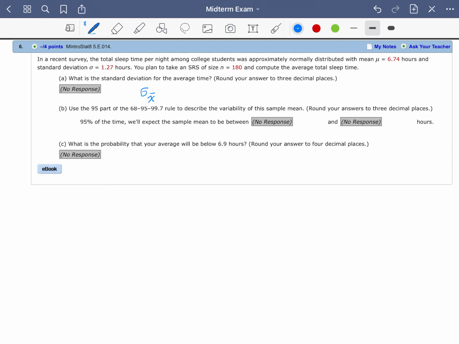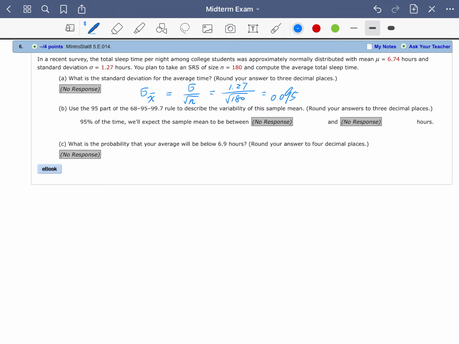The formula for that is the sample mean deviation, which would be the standard deviation of the whole population divided by the square root of the sample size. Okay, so the standard deviation given is 1.27, divided by the square root of the sample size, 180. Okay, and you are asked to round your answer to three decimal places. So the answer is 0.095.